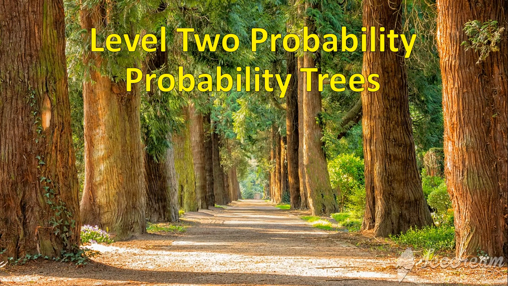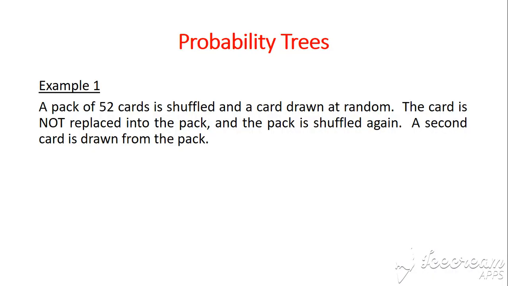In this video, we're talking probability trees. Let's get straight into examples. Example 1: a pack of 52 cards is shuffled and a card is drawn at random. This card is not replaced into the pack, it is shuffled again, and a second card is drawn from the pack. So we're going to draw a probability tree that represents this scenario.